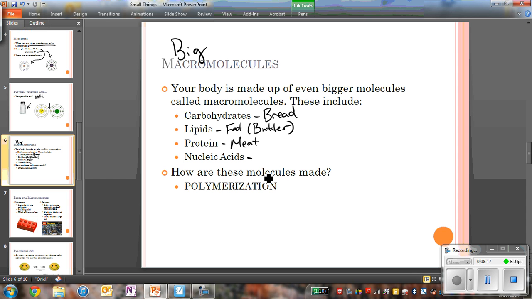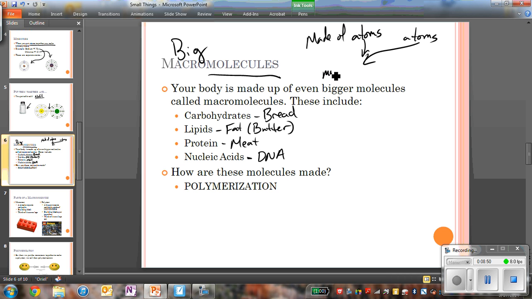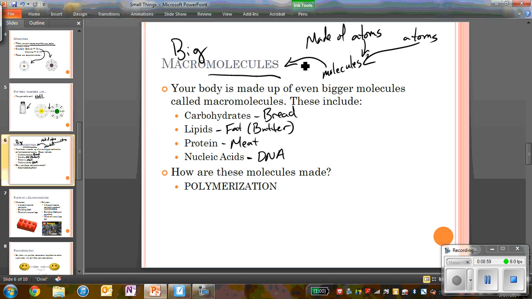And then nucleic acids. So nucleic acids you get from all of these other products, but nucleic acids make up an essential part of you, which is DNA. Okay, and we'll talk about that a little bit later down the road. But all of these things are big molecules. So what are they? Well, they're made of atoms combined together. These atoms are combined together to make molecules, right? And then the molecules are combined together to make big molecules. And that's what you are made of.